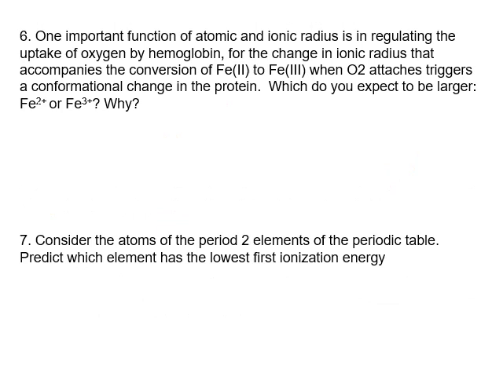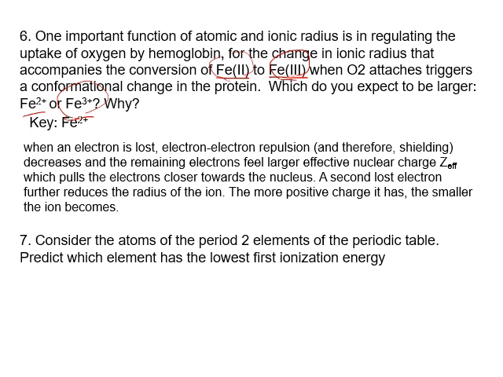Question number 6. It compares iron 2 and iron 3, and asks which do you expect to be larger, iron 2 or iron 3? Okay, so iron 3 has a higher positive charge than iron 2, and the higher the positive charge, the more attraction the electrons feel toward the nucleus, and the larger the attraction force, the smaller the radius. Therefore we expect iron 2 has the larger radius.